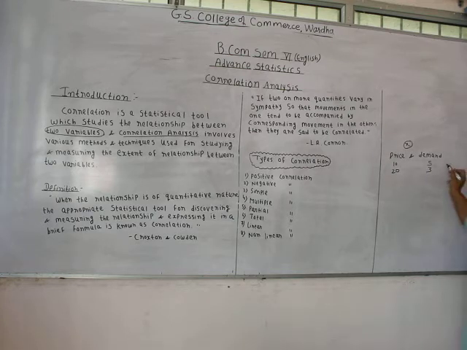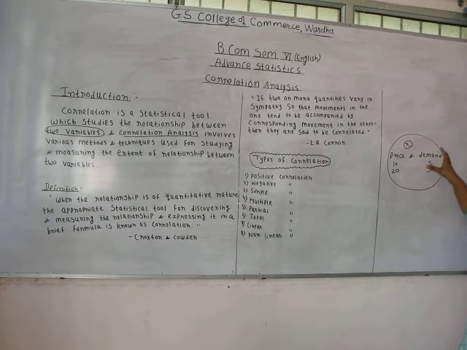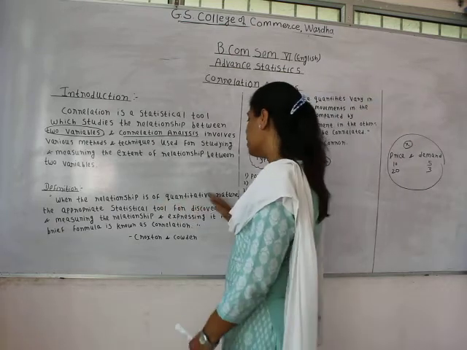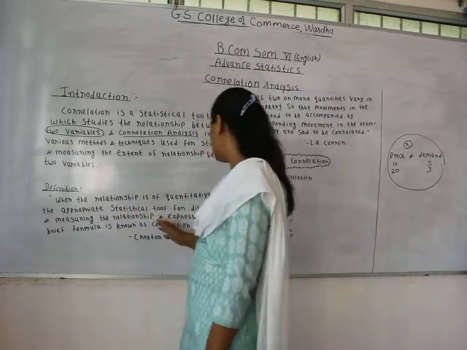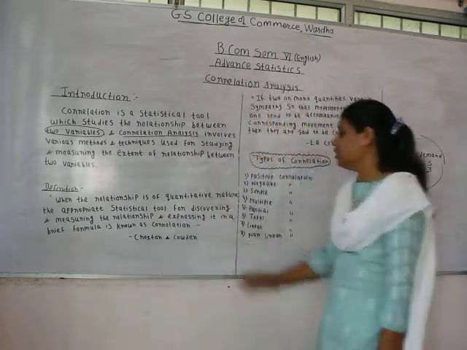So here we can see that this data is of quantitative nature. It is expressed in terms of numbers. We can calculate it in terms of percentage. Okay. So when this kind of relationship exists between data, meaning when the relationship is of quantitative nature, then the appropriate statistical tool for discovering and measuring the relationship and expressing it in a brief formula is known as correlation.